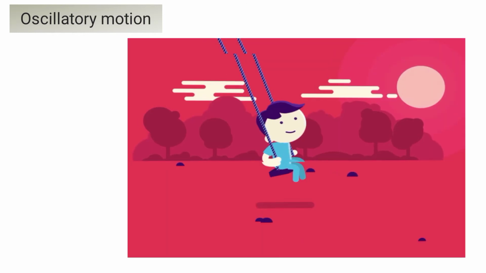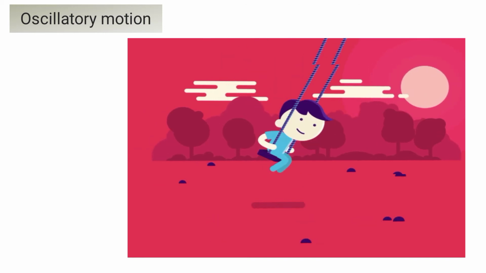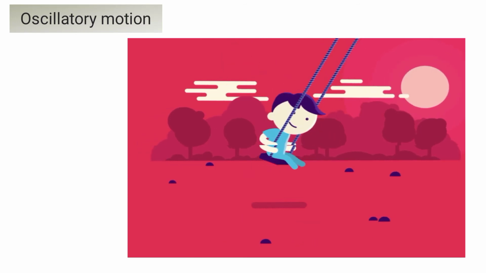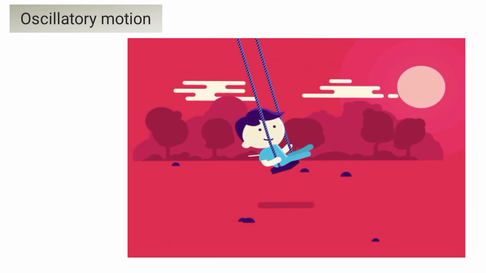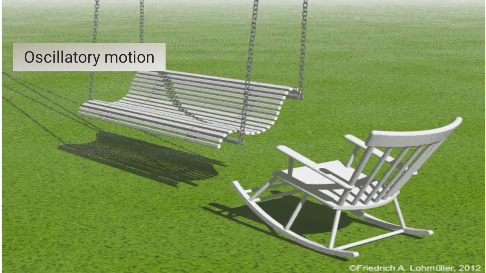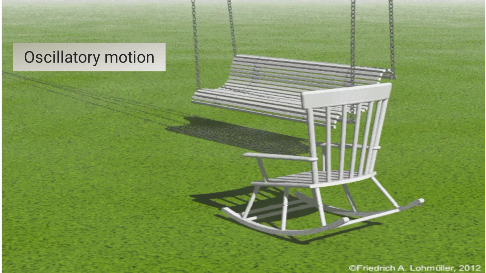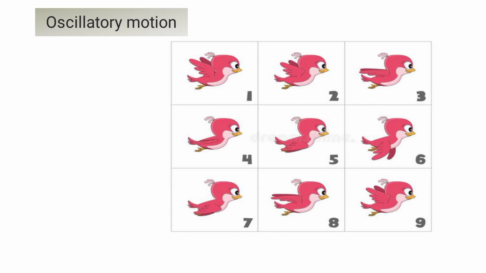So just have a look at one more example. Again, this is a very simple and best example of oscillatory motion. If you observe the movement of the swing, it always comes back from one end to the other end. So again, such a good example of oscillatory motion. Similarly, these chairs also show motion of an oscillatory type. So this is one more good example of oscillatory motion. The motion of the wings of a bird is also a good example of oscillatory motion.